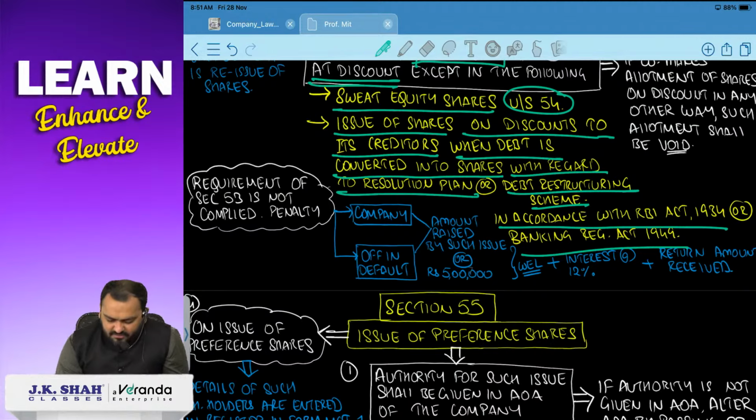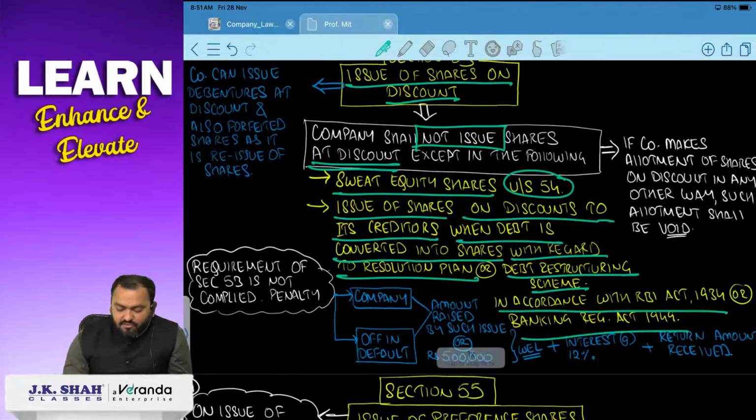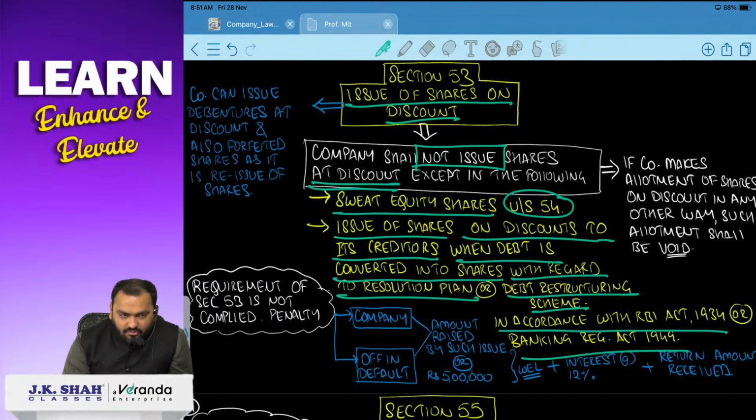Sir, what is this? Firstly, basic, what I told you: section 53, issue of shares at discount is not allowed. But there are exceptions. When I say exceptions, it means it is allowed. Right? So the first thing which is allowed is sweat equity shares. What are sweat equity shares? We are going to do that. We have that topic in our module in this chapter. So issue of sweat equity shares is allowed at discount.